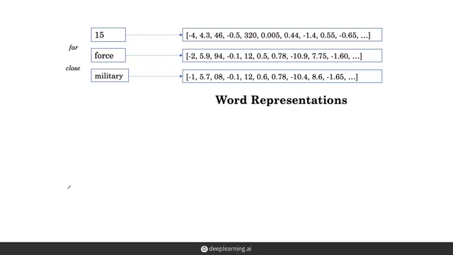Word representations represent words in a way that captures meaning-related relationships between words. Distances between words capture how related they are or how often they're used in similar contexts. So words that are unrelated, like 15 and force, are far, such that their vectors are far away from each other, while words that are similar are close, such that their distances are small.